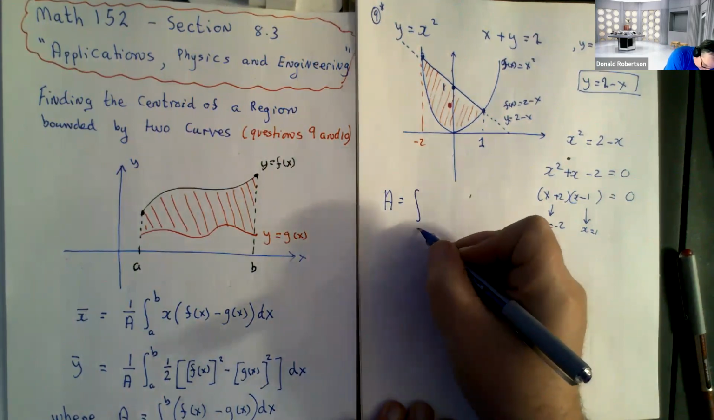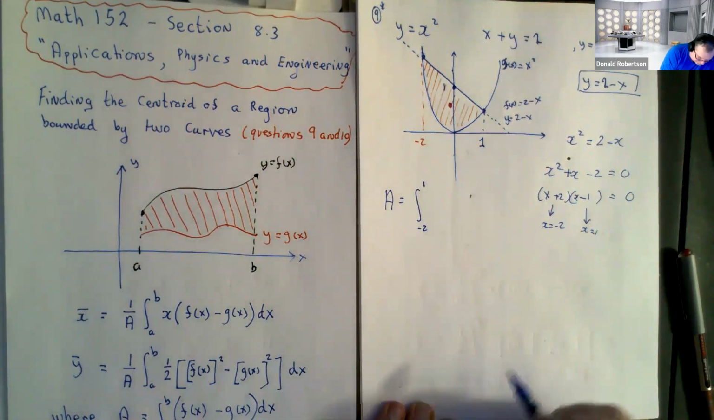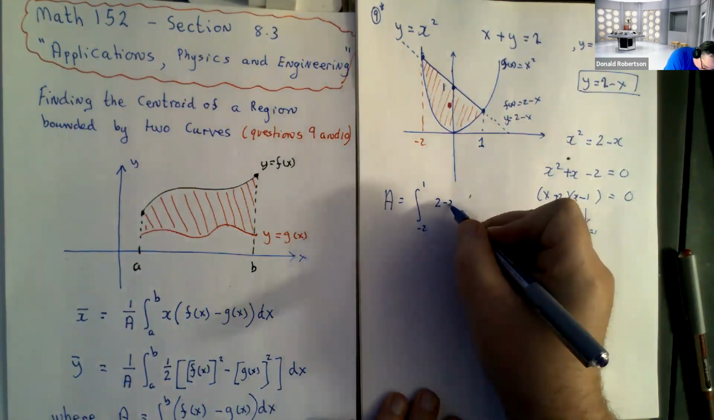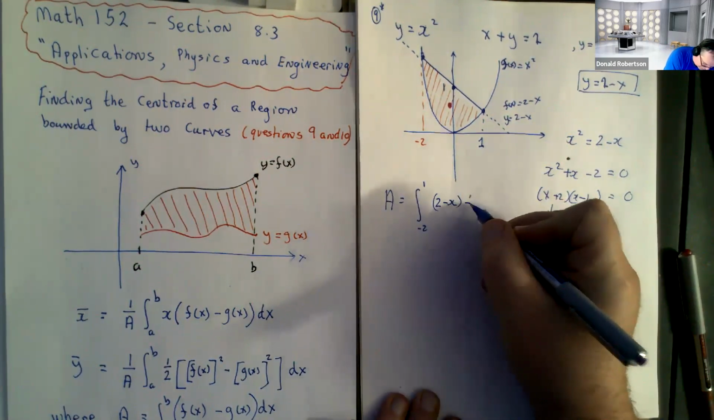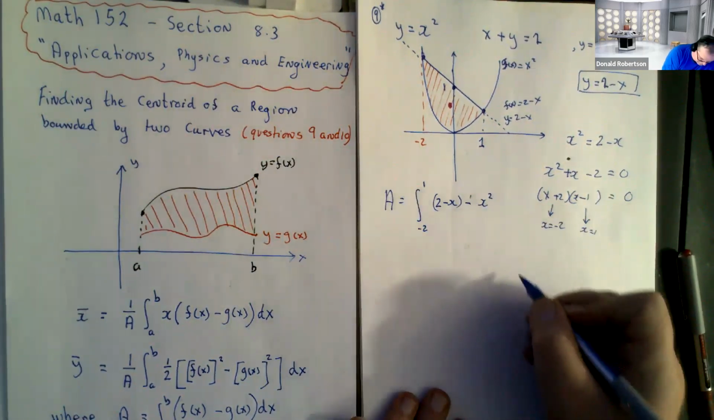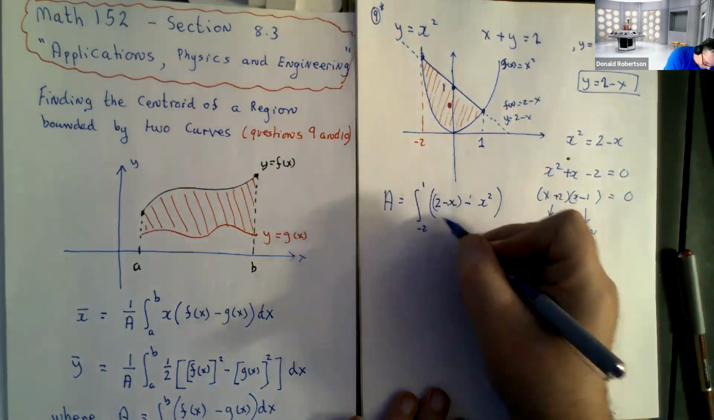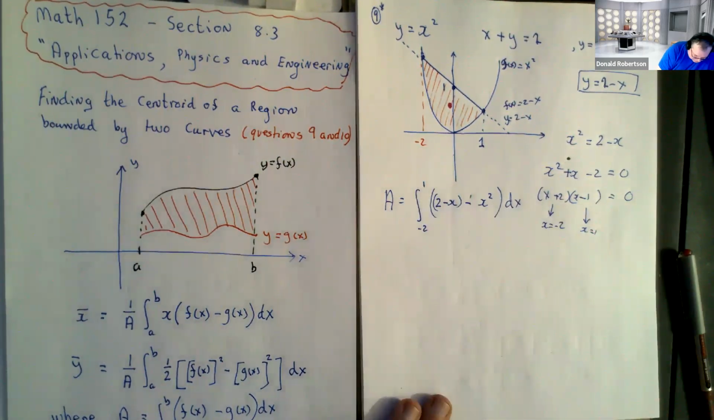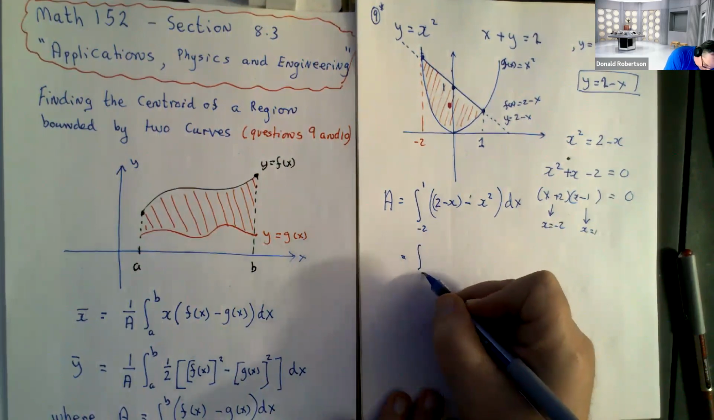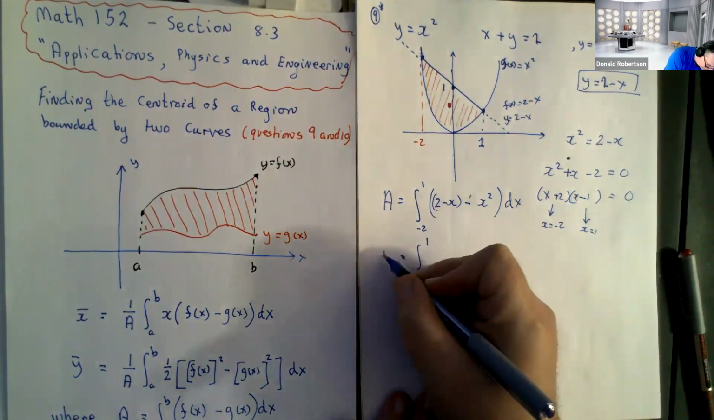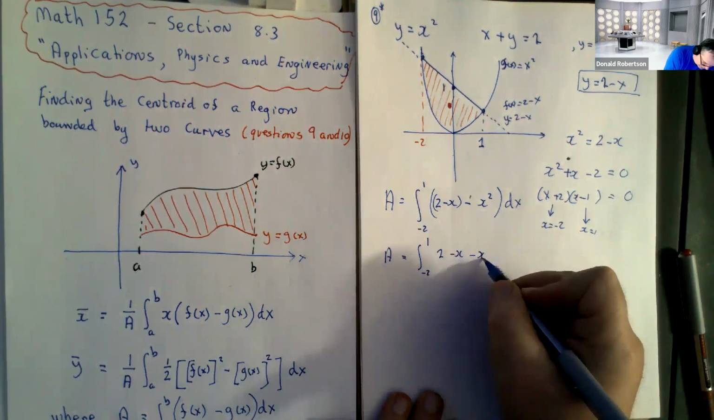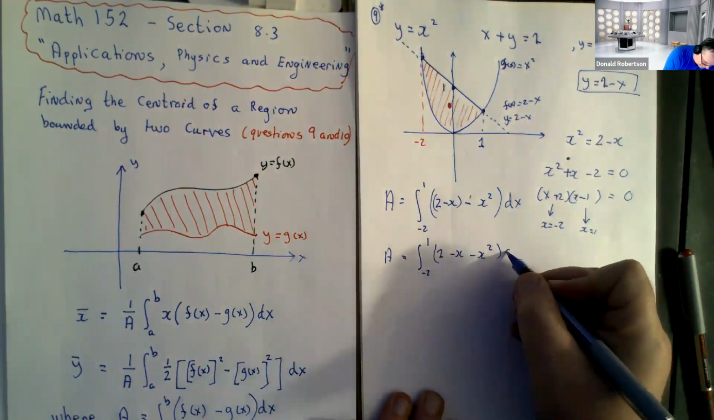from -2 to 1 of the straight line, which is what? 2 take away x, minus the quadratic x squared dx. So that's pretty much going to be the integral from -2 to 1 of 2 take away x take away x squared dx.